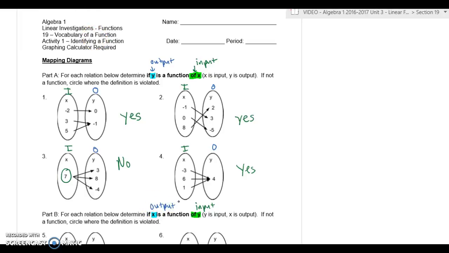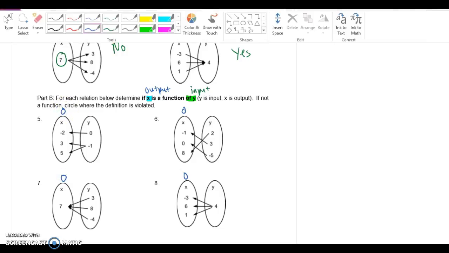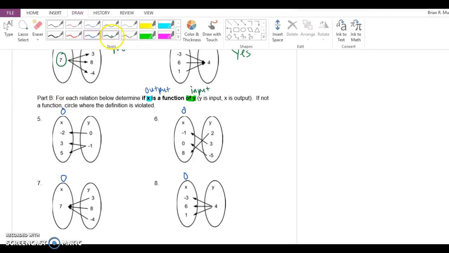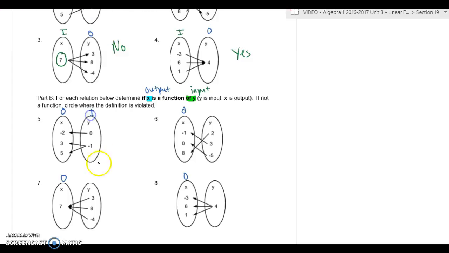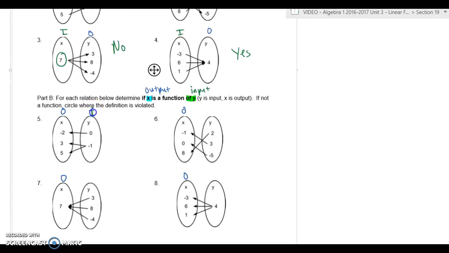So I'll go ahead and label the mapping diagram to reflect that. If x is my output, I'm going to label those O's, and y is my input, so I'm going to label those I's. Nope, didn't change color on me. Here we go, let's try that again, and we'll erase it.